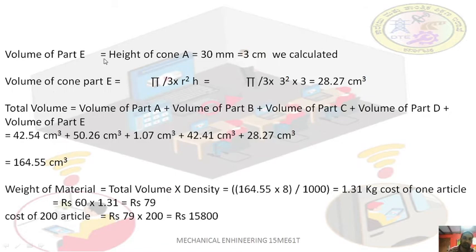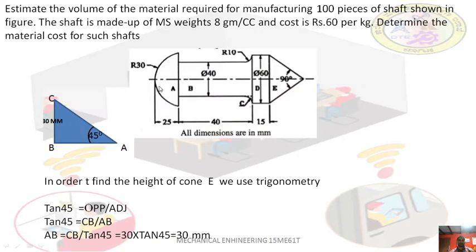Next we need to find the volume of part E, that is the frustum, that is the cone. We don't know the length of the cone here, so you must find it by trigonometry. For that we are taking this half triangle. The total angle is given as 90, so the half angle will become 45. And the half length, the total length of this is 60, so that will become 30 millimeter.